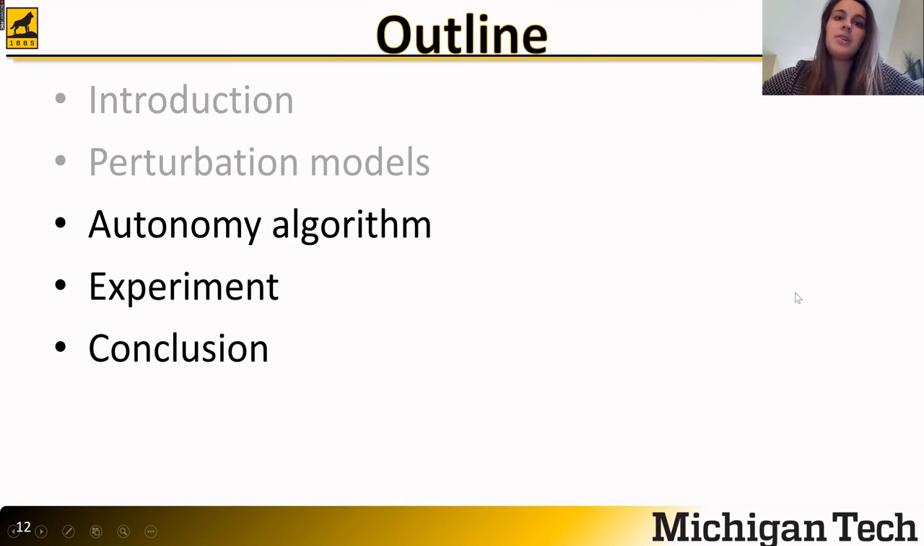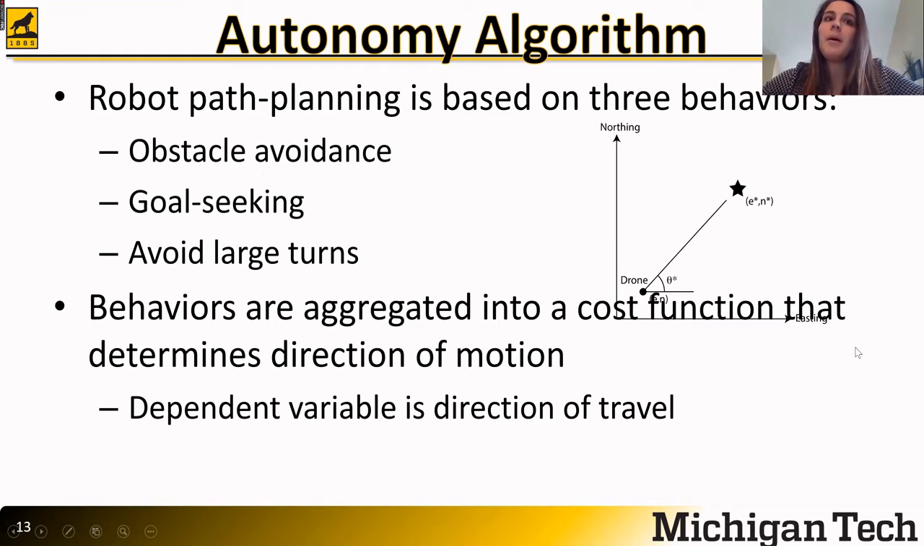So now we're going to be diving into the autonomy algorithm that we used for this. So we're doing our robot path planning, and it's based on 3 different behaviors. We have obstacle avoidance, so we don't want to run into the actual objects that are in our environment. We have goal seeking. We want our robot to be able to reach a certain point that we want it to. And then also we want to avoid large turns because those are very unrealistic and not actually what occurs in the real world. We want our robot to be able to make sharp turns, no different than it'd be like turning a corner on a street.